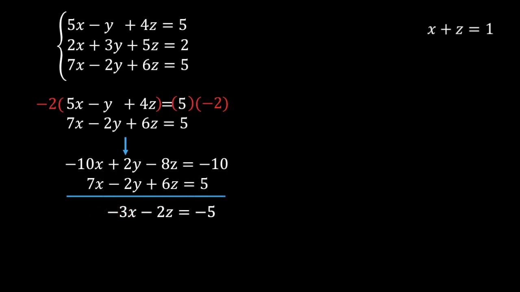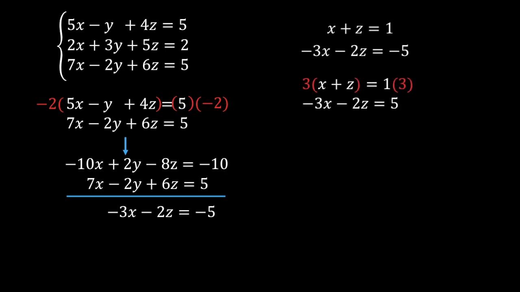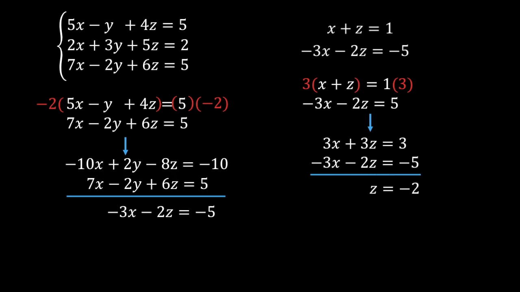Now, this is another equation that involves only x and z. We then have another system of 2 equations with 2 unknowns. From here, we can eliminate one of the variables to solve for the other. Let's say I want to eliminate x. I can do this by first multiplying the first equation by 3. I get this system. I can now eliminate the first term, giving me z equals negative 2.